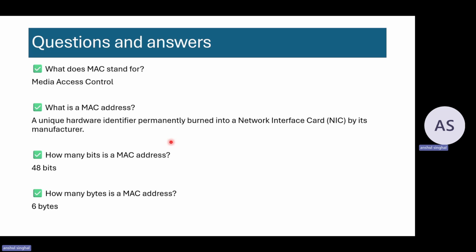The next one is: how many bits is a MAC address? We can just remember it, it's 48 bits. How many bytes is a MAC address? As it is 48 bits, if we divide it by 8, it is going to be 6 bytes. So overall a MAC address is 6 bytes and 48 bits.